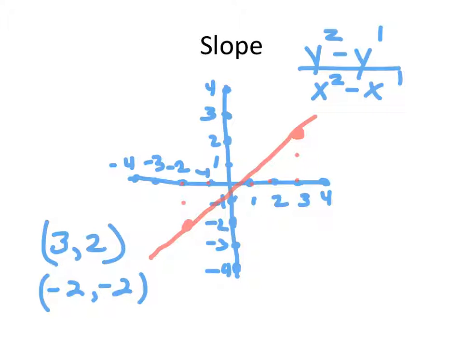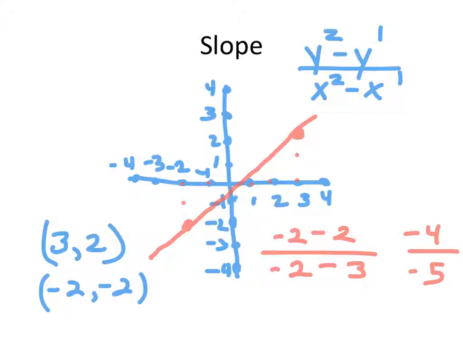Now if I apply the formula to what I have here, I would have y2 minus y1. y2, that's -2, minus y1, which is 2, over x2, which is -2, minus x1, which is 3. -2 minus 2 is -4. -2 minus 3 is -5. What that tells me is this.